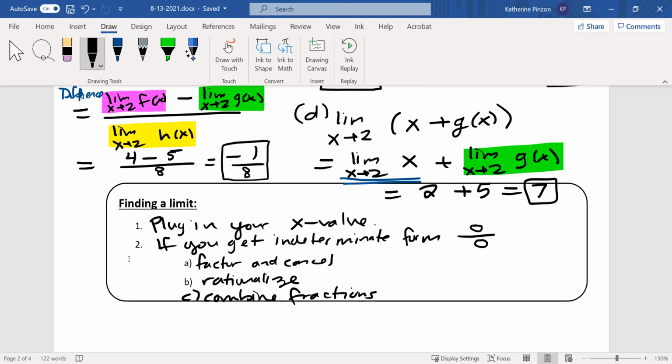Plug in your number. Always try that first. Don't assume because it's a yucky fraction that you're going to have to do some of this stuff. Plug it in and make sure you get 0/0. If you get a number over 0, you don't have to do any more work, right? Like if you get 5/0, you're done. That limit doesn't exist. The only time you have to try to do some more work is when you get 0/0.